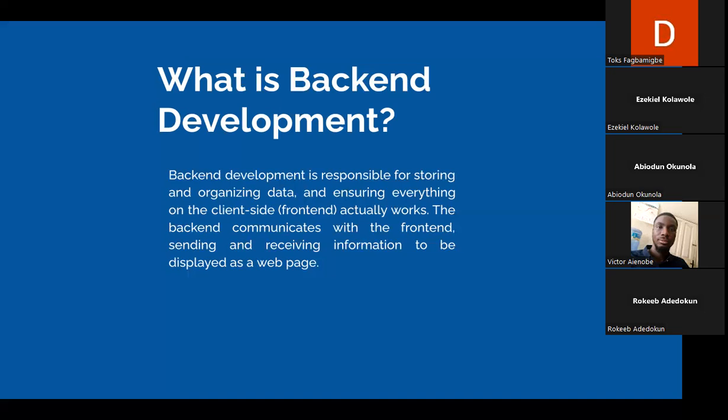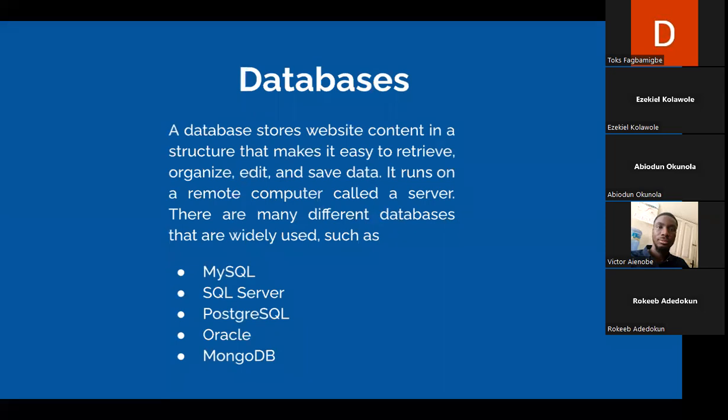The data that was sent, which the back end manages, is stored somewhere, and that brings us to the database. A database stores website content in a structure that makes it easy to retrieve, organize, edit, and save data. So our database is like a storage. With a newsletter module for a blog website, when you submit your email and your name, it's stored somewhere. The tool that allows us to store that data is the database.